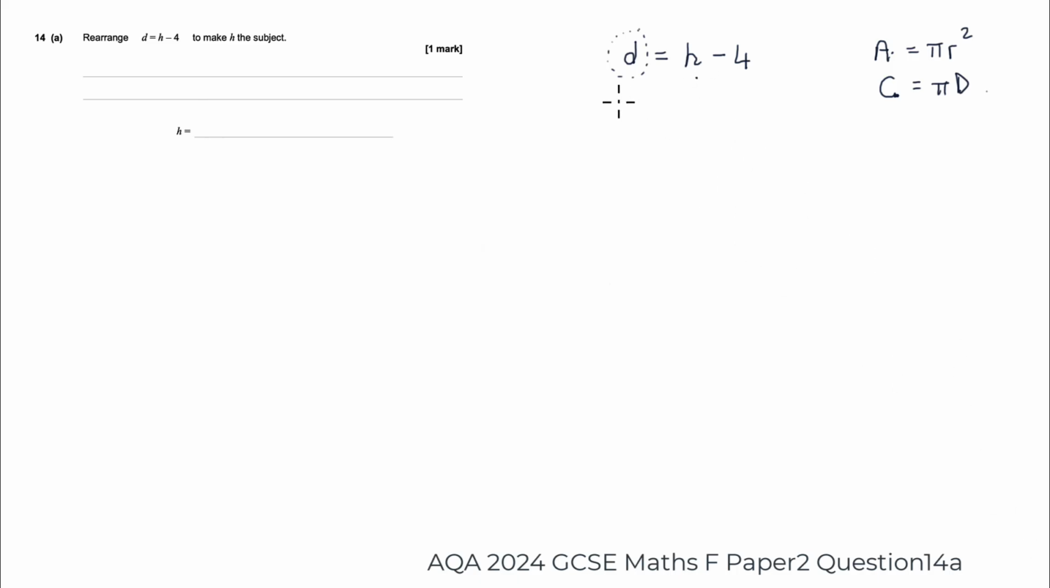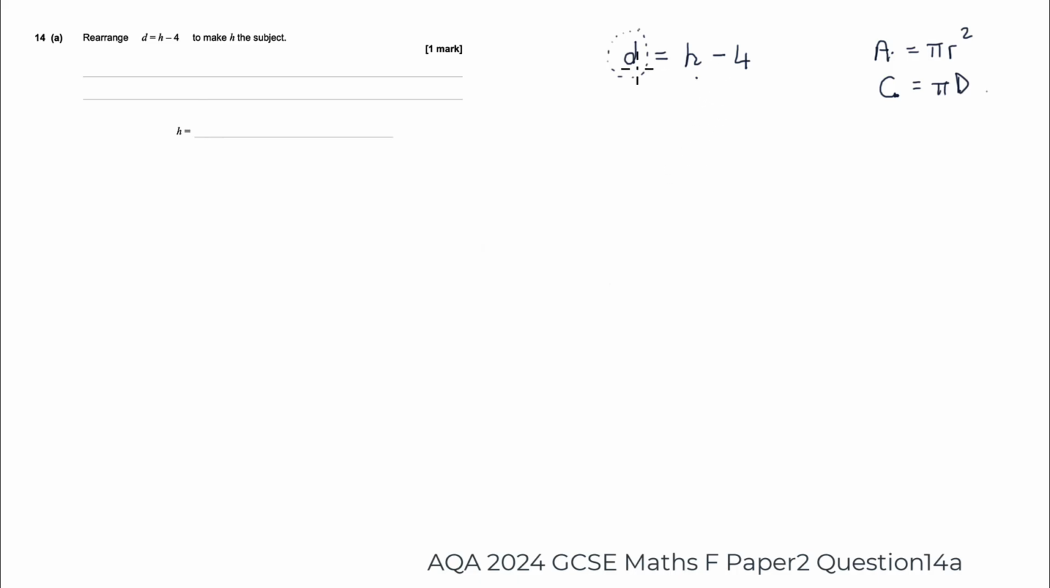Now, think of this as an equation. There's the equal sign. What is on the left of the equal sign and what is on the right of the equal sign? They're two balanced things. They're equal to each other.